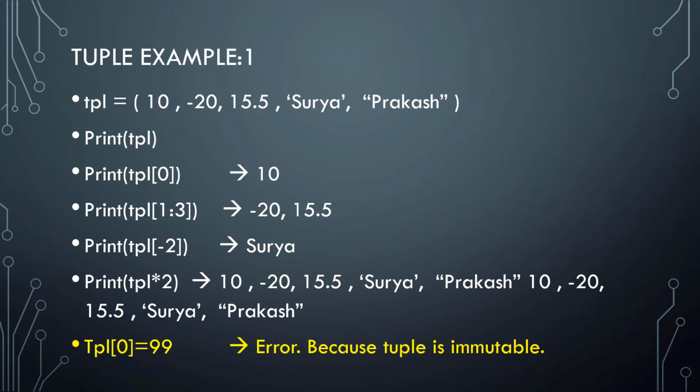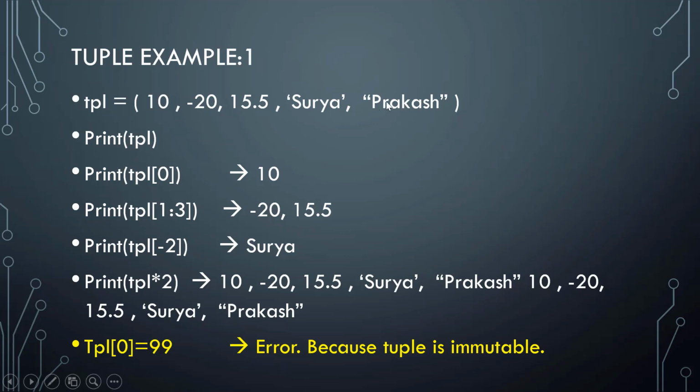And I'm printing TPL, so as it is will be printed. TPL of 0, the first index, nothing but 0, so obviously 10 will be printed. Then TPL of 1 colon 3, from 1 to 3 minus 1, so 0 is 10 now, this is 1. So minus 20 and 15.5 both will be printed because of 1 to 3. 1 to 3 means from index 1 to 3 minus 1, that is nothing but 2 elements will be coming. And then TPL of minus 2, negative index will start from the last, minus 1 is Prakash, minus 2 is Surya. So you'll get the output as Surya. And then I wanted to repeat the elements of the tuple many times. So print TPL into 2. So you'll get the elements printed twice.